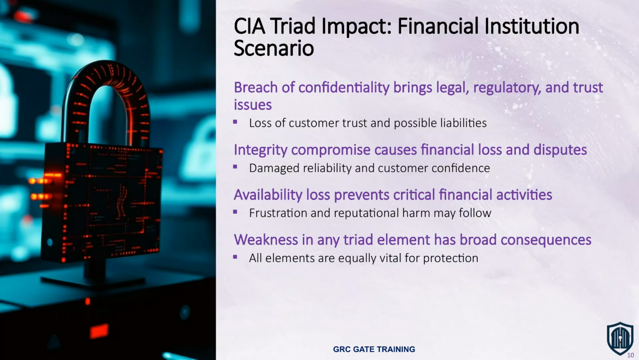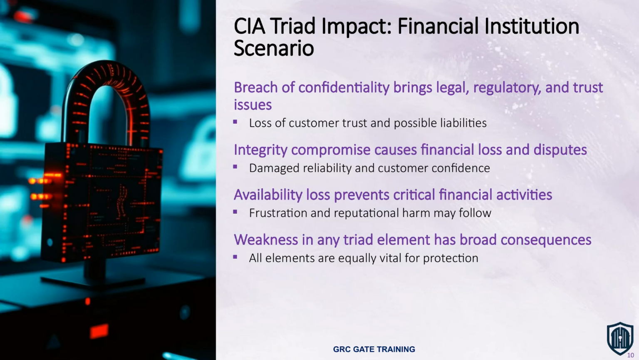To illustrate the real-world impact of the CIA Triad, consider a scenario involving a large financial institution. If attackers succeed in breaching the confidentiality of customer account information, the organization faces legal liabilities, regulatory scrutiny, and a loss of customer trust. If the integrity of transaction records is compromised, customers may dispute charges or experience financial loss, eroding confidence in the institution's reliability.